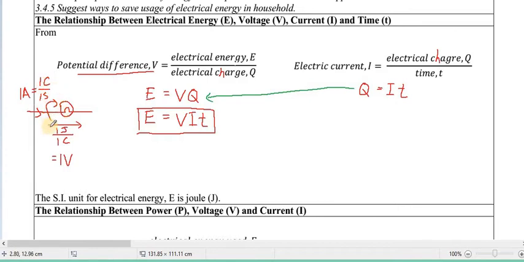So you see from here, it's very logical. In 1 second, 1 coulomb passes through, and every 1 coulomb has 1 joule. So that means in 1 second, this bulb will get 1 joule. So that is why when we take the potential difference times the current times the time, we will be able to get the amount of electrical energy that transfers into the bulb. And that amount of electrical energy that transfers into the bulb will be equal to the amount of electrical energy that the bulb used. Okay? Any question until here? Alright, continue.